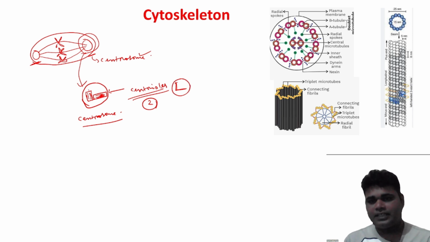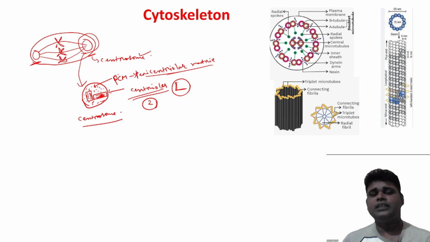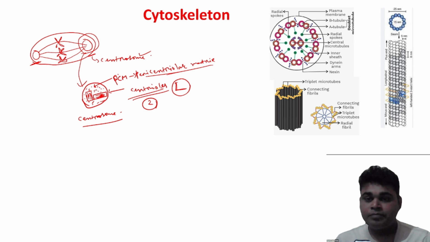In one centrosome, two centrioles are present perpendicularly to each other. Besides the centrioles, some amorphous structure is present, and it is called the PCM. PCM means pericentriolar matrix. Just imagine it like the cytoplasm. So inside the centrosome, two centrioles are present, and the PCM, or pericentriolar matrix, is also present.